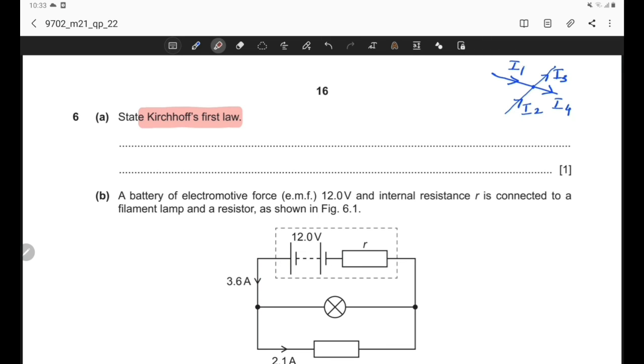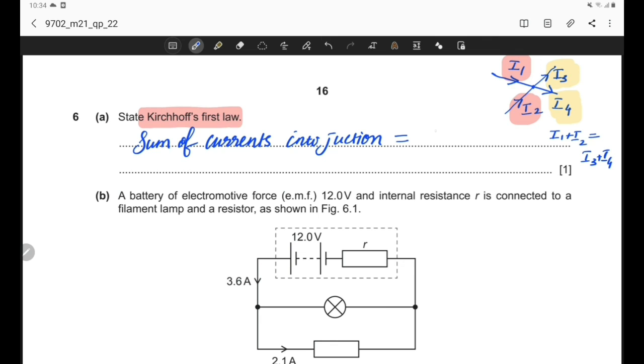Then the sum of the currents into the junction, that is I1 plus I2, will be equal to the sum of the currents flowing away from the junction, I3 plus I4. This is Kirchhoff's first law. We can write: sum of current into junction is equal to sum of current out of the junction. Or in other words, you can write that the algebraic sum of currents at a junction is 0.